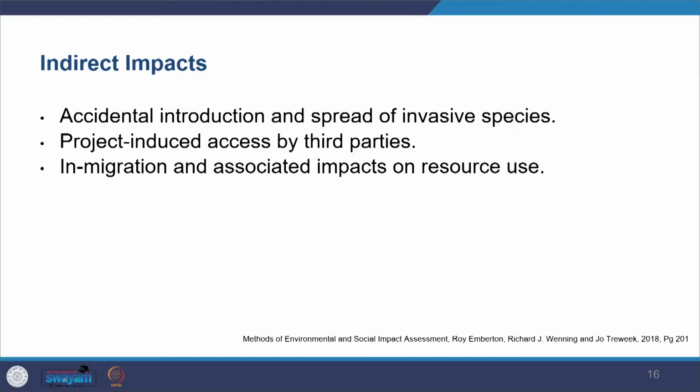Now you can also have indirect impact, which might include accidental introduction of invasive species, and then they can spread as well. And then you can also have project-induced third parties which can come here. So you might be introducing some more things in the area that could be plant or animal. And then there can be in-migration and associated impacts on resource use. There can be a lot of people coming in, and there might be impact on how much resource is being demanded, used and exploited in the area.